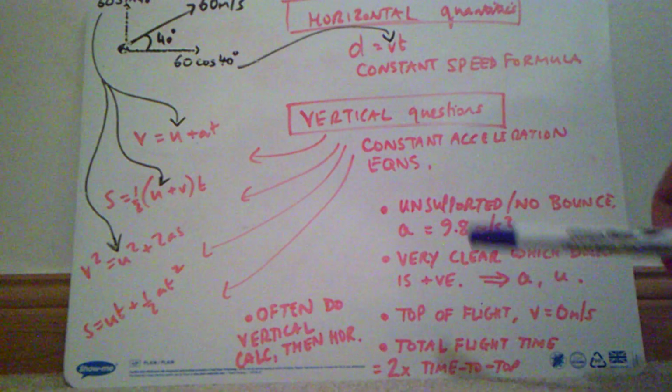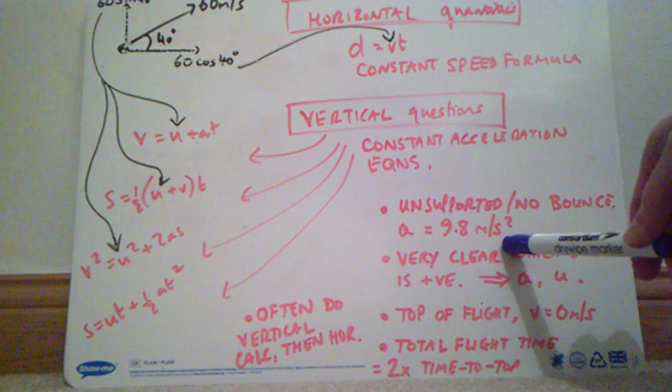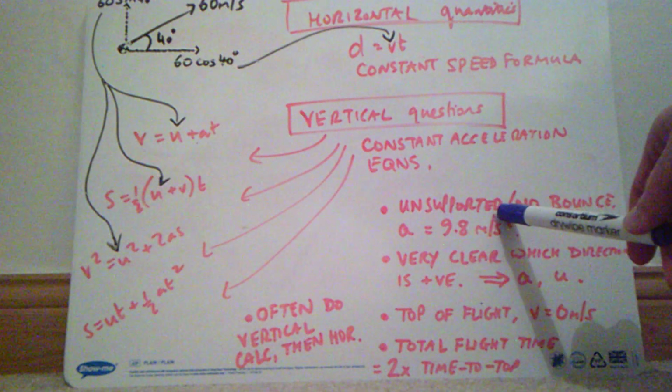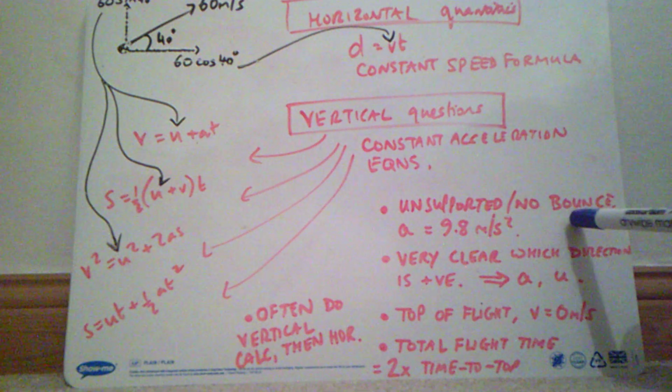A, the acceleration due to gravity, is always going to be 9.8 meters per second squared at any point in which this thing is moving unsupported. In other words, it's not hitting the ground, it's not bouncing.